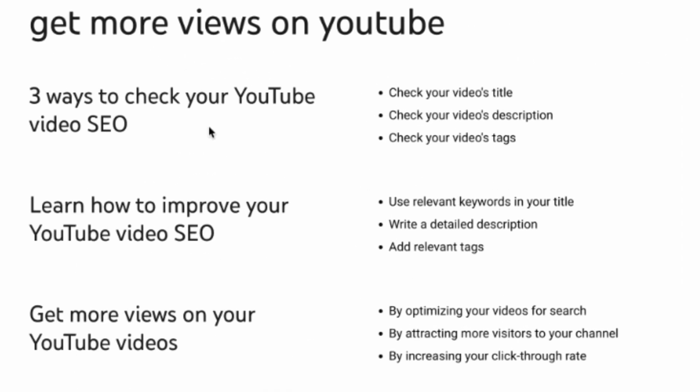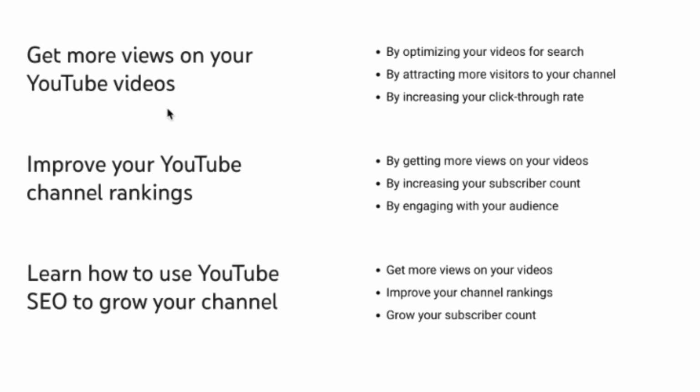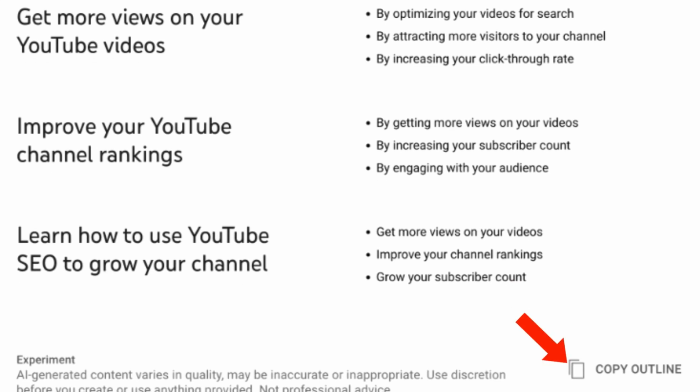And here's a quick outline: 3 ways to check your YouTube video SEO. Check your video's title, description, and tags. Learn how to improve your YouTube video SEO. Get more views on YouTube videos. Improve your YouTube channel rankings. Learn how to use YouTube SEO to grow your channel. Copy the outline so you can use it for your next video.